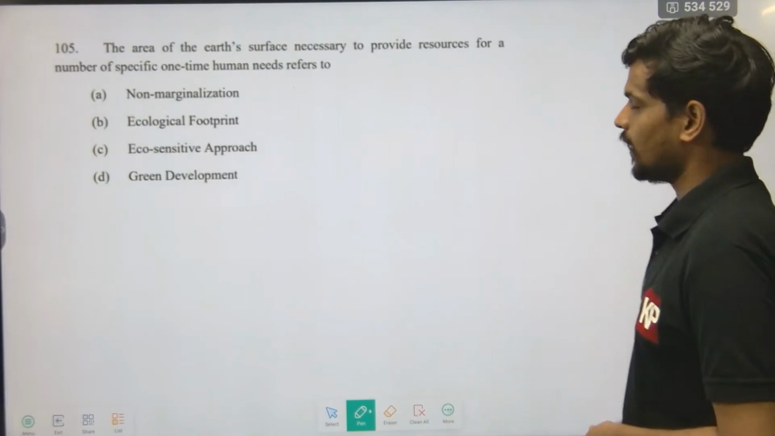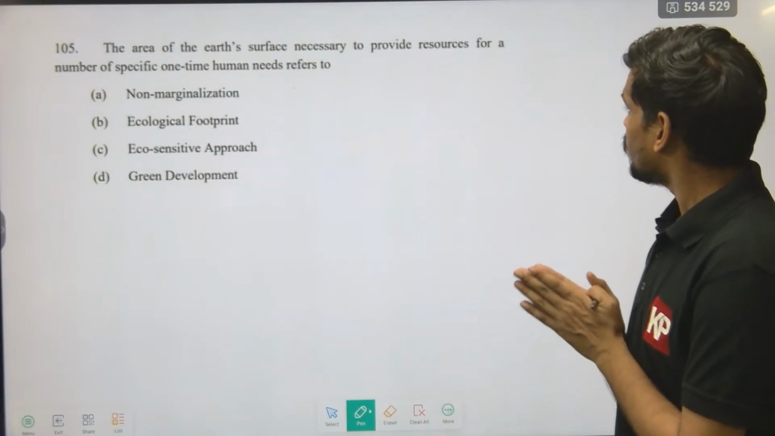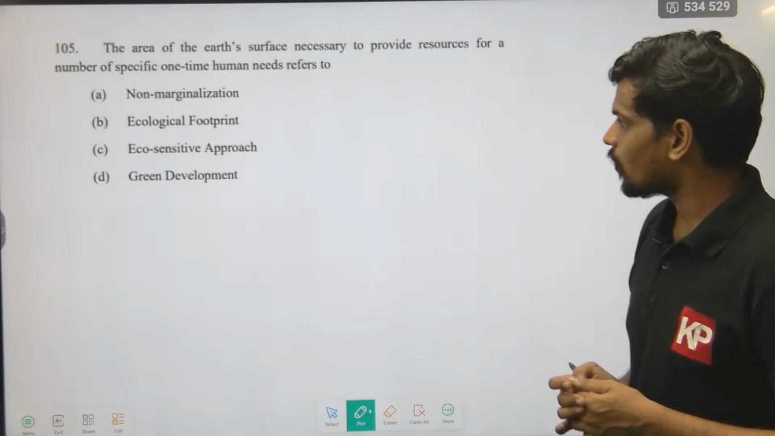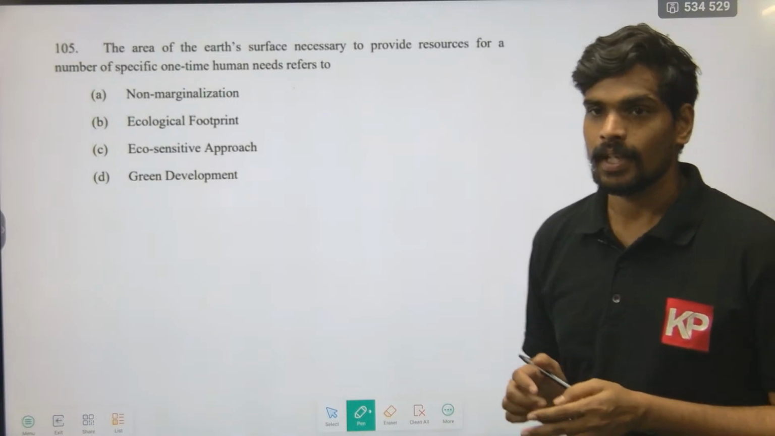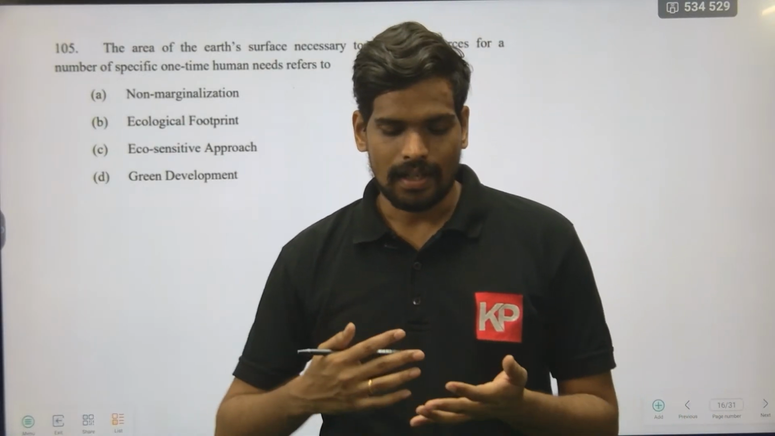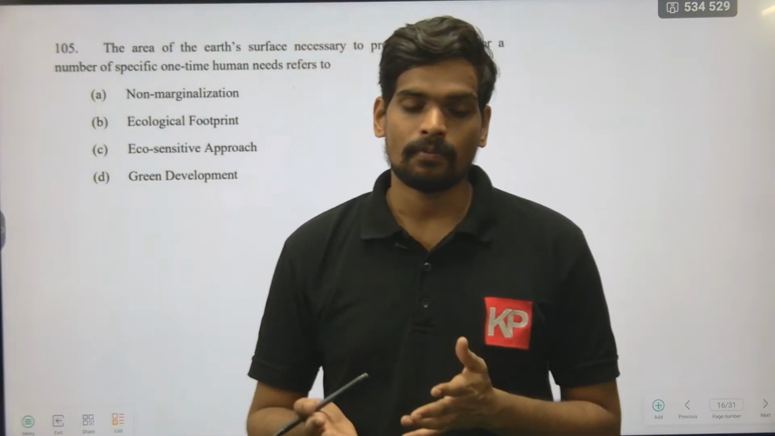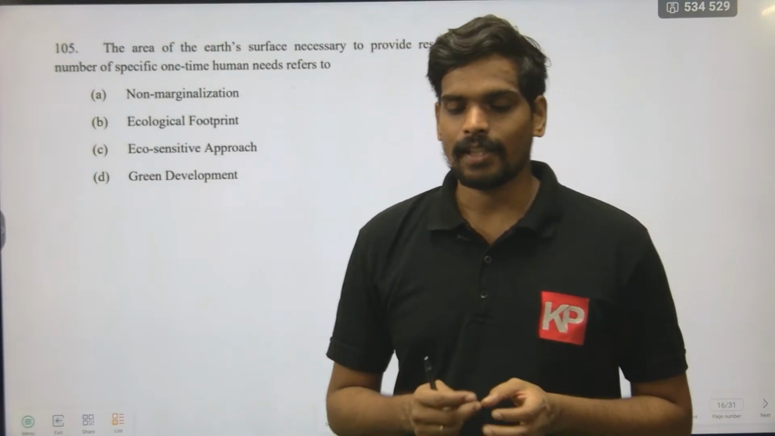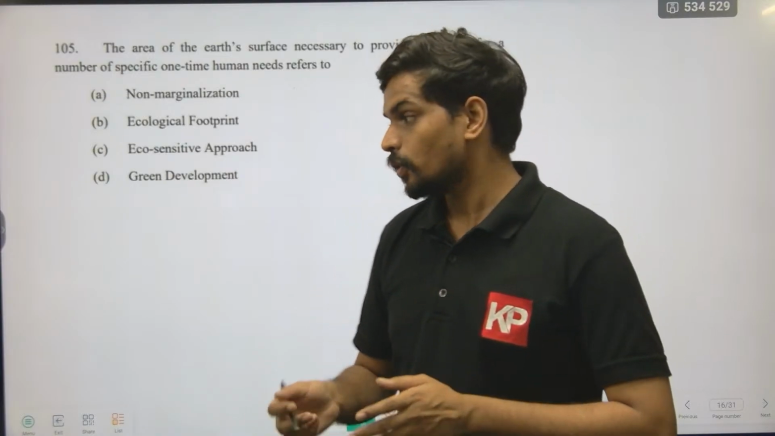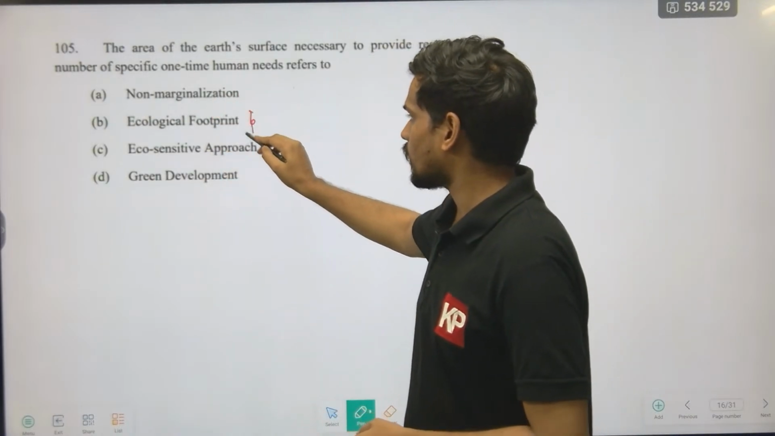Next, 105. The area of the earth surface necessary to provide resources for a number of specific one-time human needs refers to dash: non-marginalization, ecological footprint, eco-sensitive approach, green development. So basically this is a term associated with sustainability. These definitions, so there are terms like ecological footprint, biocapacity. These are some terms defined by Global Footprint Network, which basically tries to measure the resources available and resources used by human people or countries across the world. So the answer for this, whatever is defined, is ecological footprint.